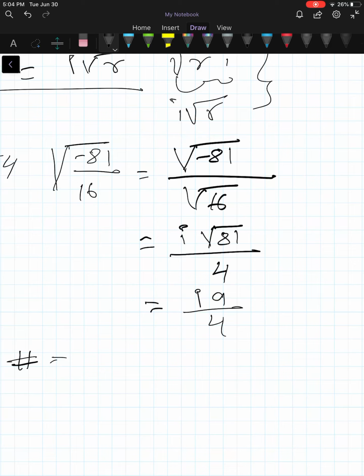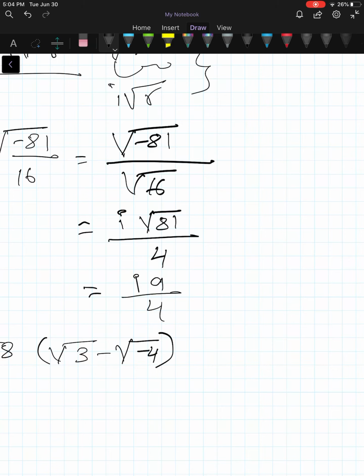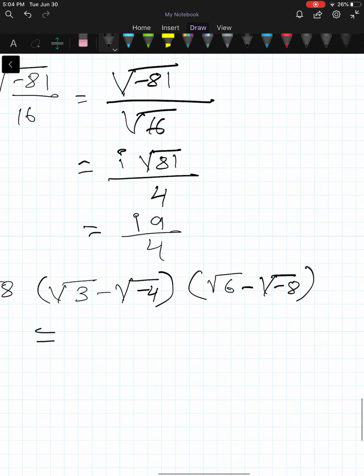I will do another one which is a little complex, problem number 58. So this was asked by a student in the office hours as well. So if the student watches the video, I explained to the student, but if anyone has problems with this, I think this is asked as a homework question also. So square root of 3 minus square root of negative 4 times square root of 6 minus square root of negative 8. So again use the FOIL method.